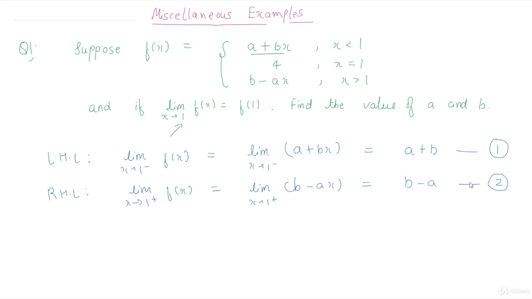Now for the limit to exist, the LHL should be equal to the RHL. And it is also given in the question that the limit exists and is equal to a finite quantity, and that is 4. So both the left hand limit and the right hand limit will be equal. From these deductions we can write a plus b is equal to b minus a, and it is equal to f of 1. Now what is f of 1? This is nothing but 4. And so we have two equations with us. a plus b is equal to 4, let's mark it as 3. And b minus a is also equal to 4, let's mark it as 4.